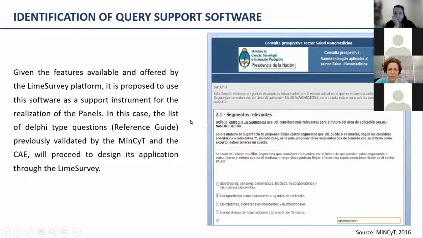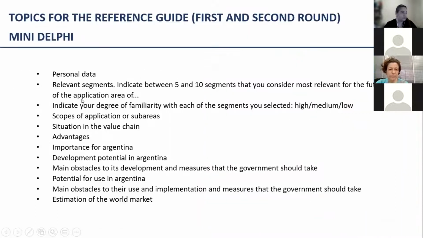I think it was on the Google platform too. This is the important one, the first image. And what we ask: personal data, relevant segments, degree of familiarity with each segment, scope of the application area, situation in the value chain, advantage, importance of the statement for Argentina, development potential in Argentina, main obstacles, potential for use in Argentina, and estimation of the world market of these nano areas.